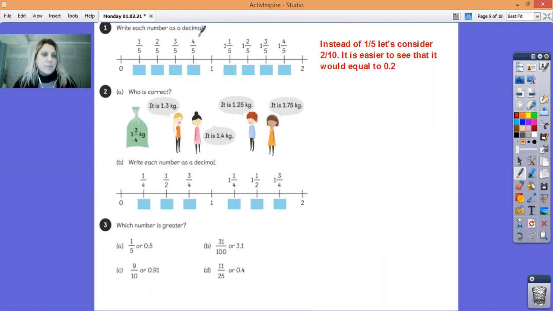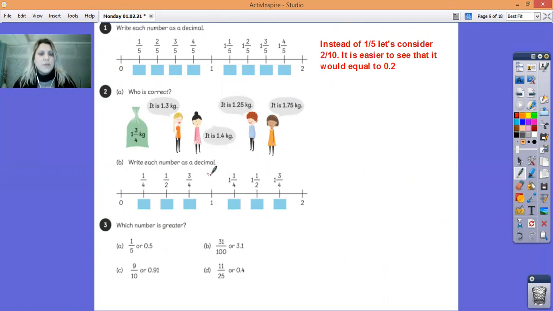Now, a little bit of help here. Instead of considering these fractions with 5 as a denominator, we can transform everything to having a denominator that is 10. This way, it's going to be fairly easy for us to immediately see, oh, that's a decimal number.